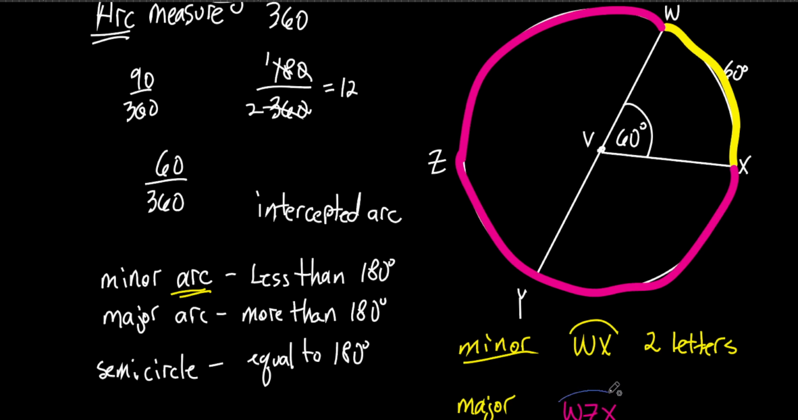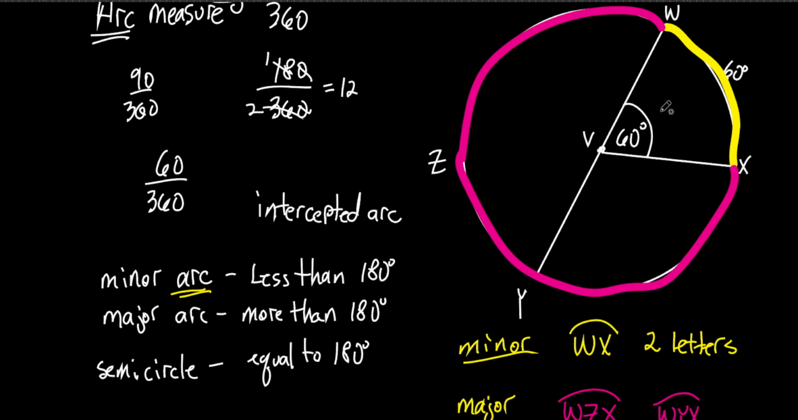Now you still put the arc symbol over top of it. Or I could call it WYX, arc WYX. Or you could go backwards, right? You could say it's arc XYW, or arc XZW. And I think that's all the options for that. I don't think you could name it anything else.